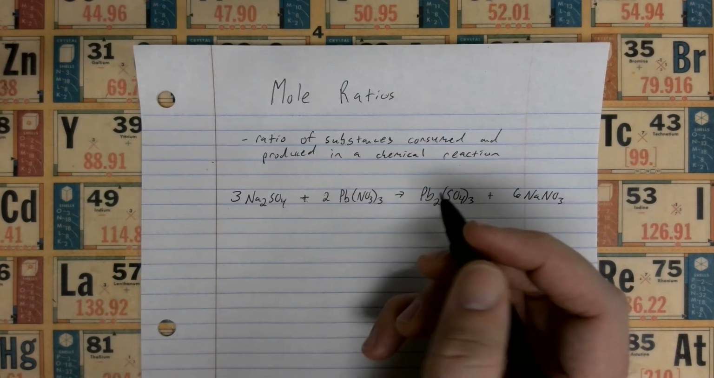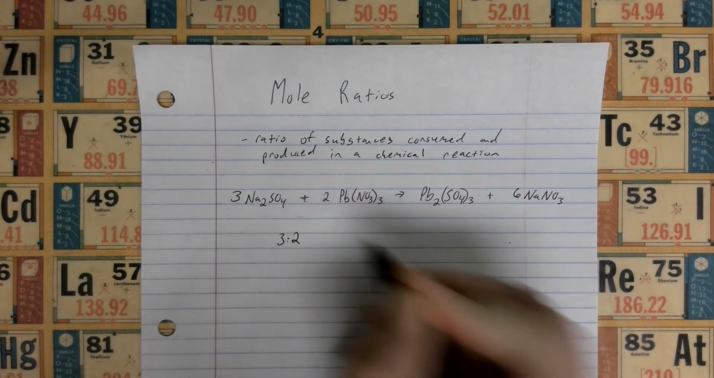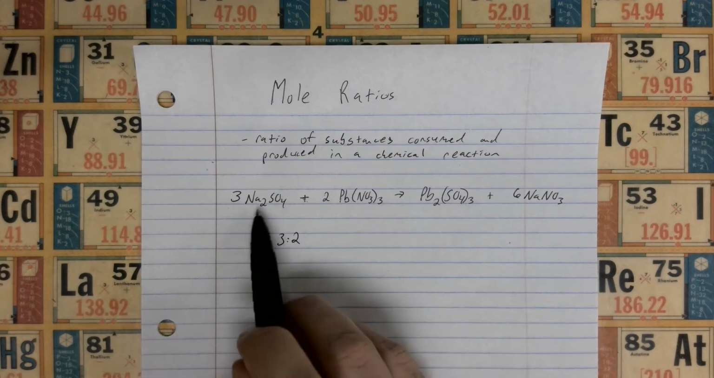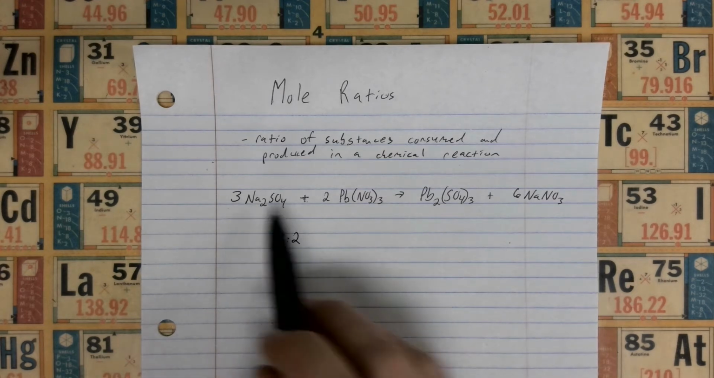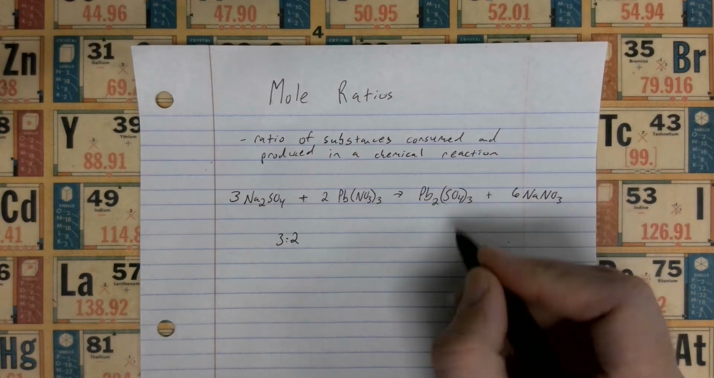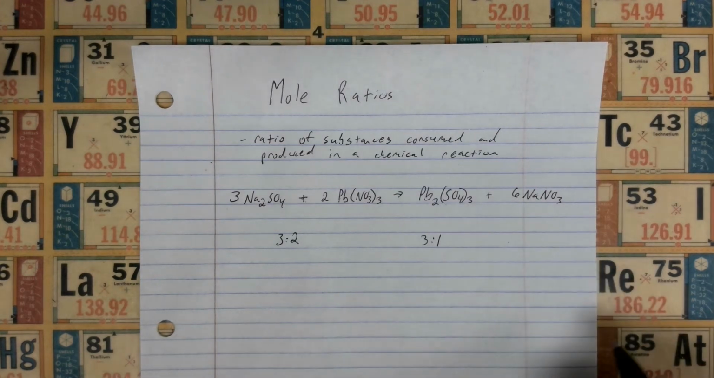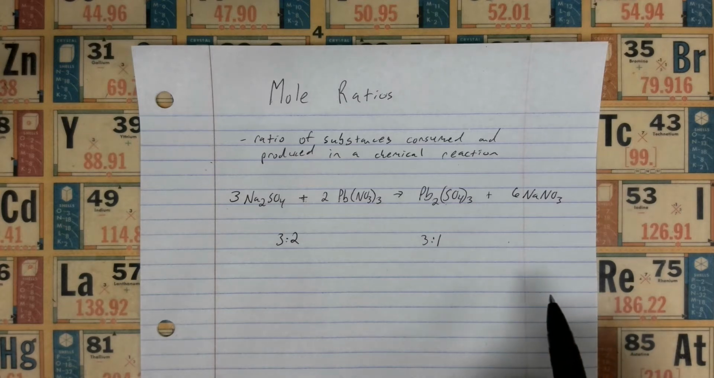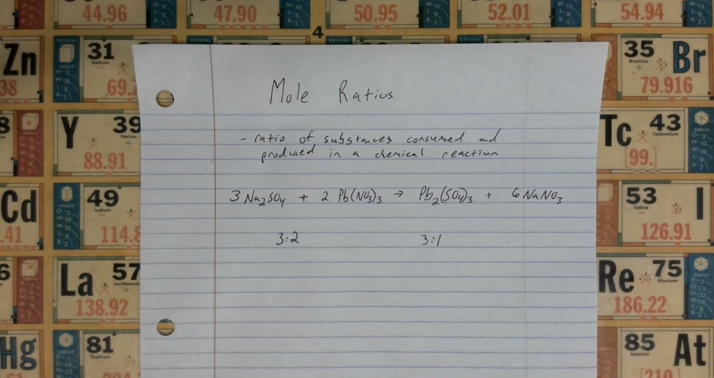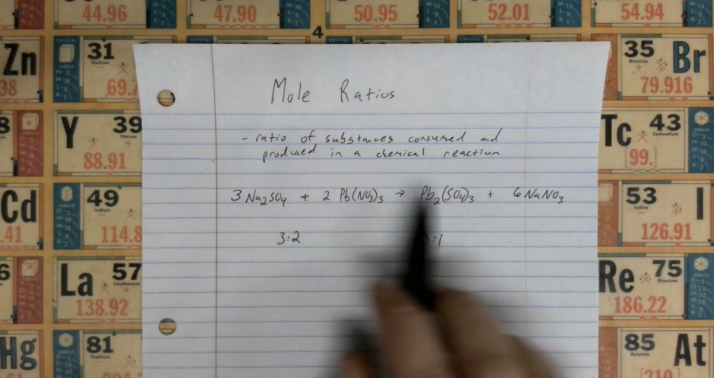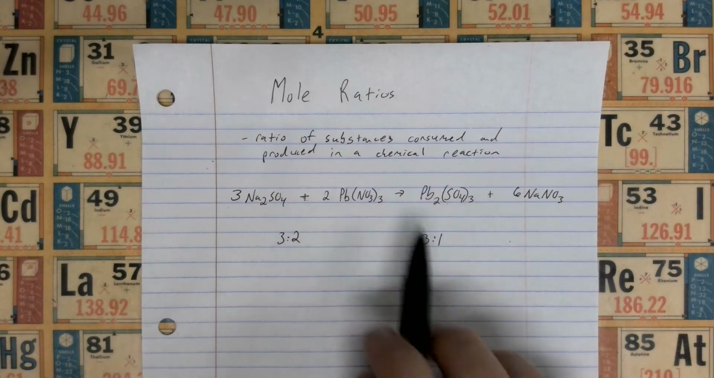Okay? So if I wanted to know the ratio of the Na2SO4 to lead 3 nitrate, that would be a 3:2 ratio. Or if I wanted to know the sodium sulfate to the lead 3 sulfate, that would be a 3:1 ratio. And so on. So what we can do with that information is calculations going from moles of one substance to moles of another substance using that mole ratio.